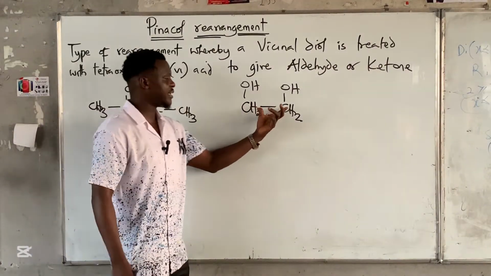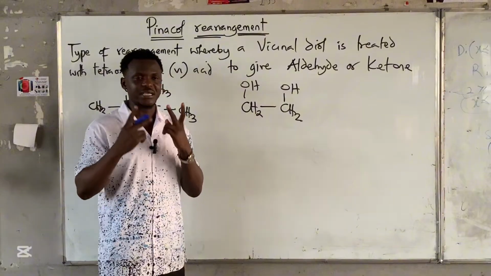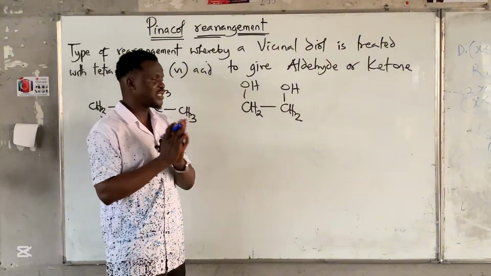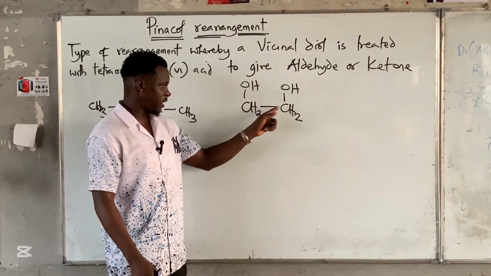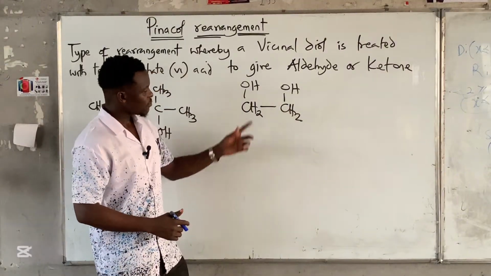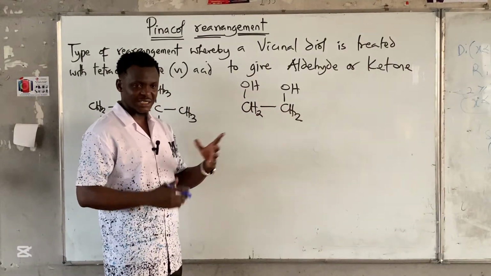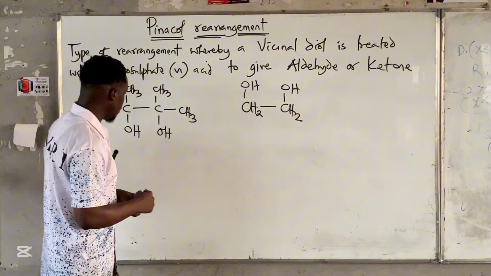Basically, a vicinal diol is a type of diol. Diol means two OH groups. Di is two, ol is OH. So a vicinal diol is a compound that contains two OH groups, right? Where the two OH groups are attached to adjacent carbons, right? Adjacent carbons.